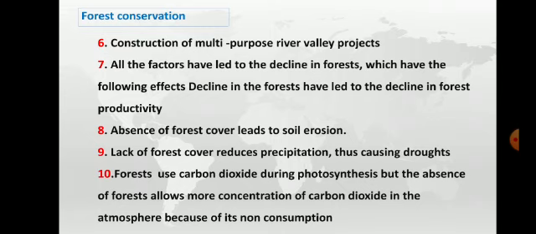Forests use carbon dioxide during photosynthesis, but the absence of forests allows more concentration of carbon dioxide in the atmosphere because of its non consumption. So as the forest is not there, what will happen? More carbon dioxide will be present in the atmosphere. So finally it will be affecting and it leads to global warming also.